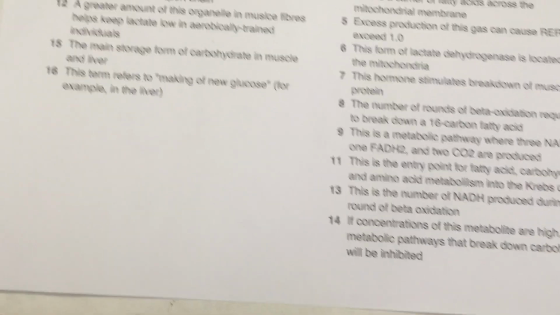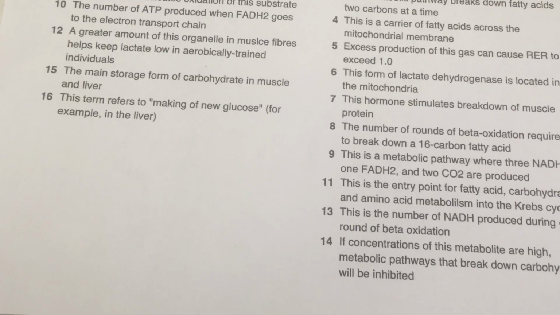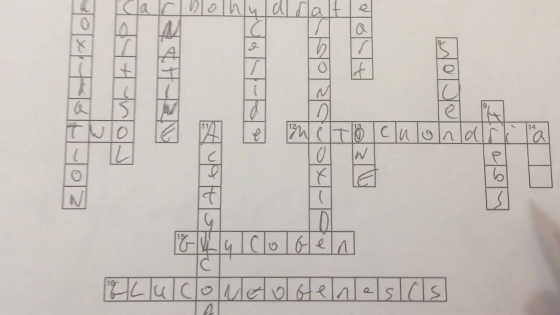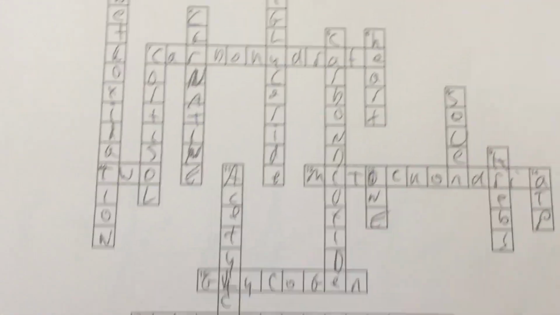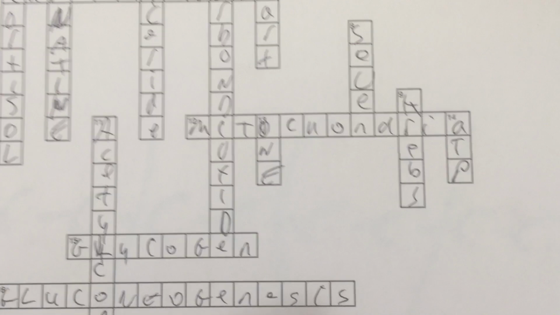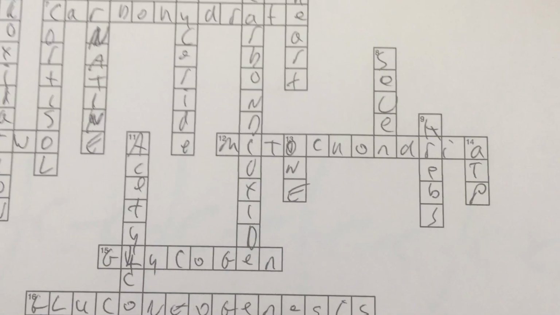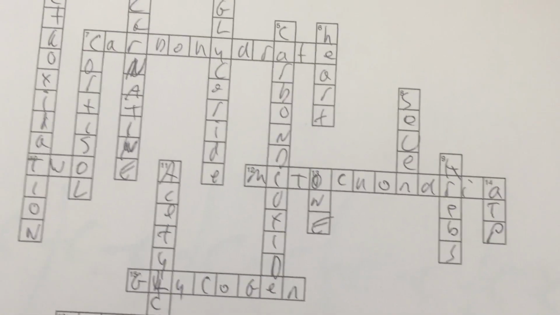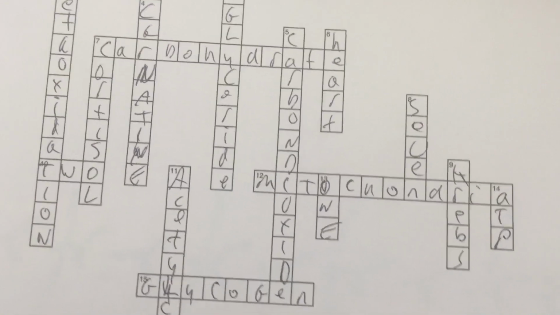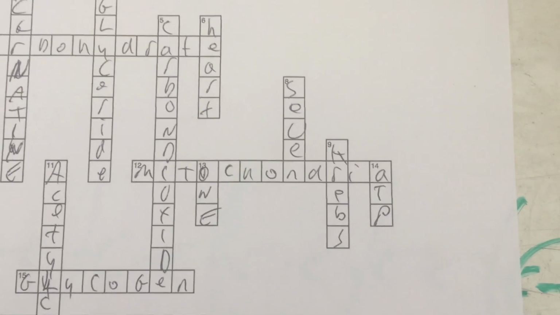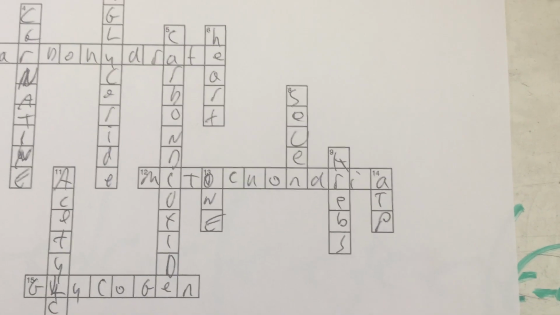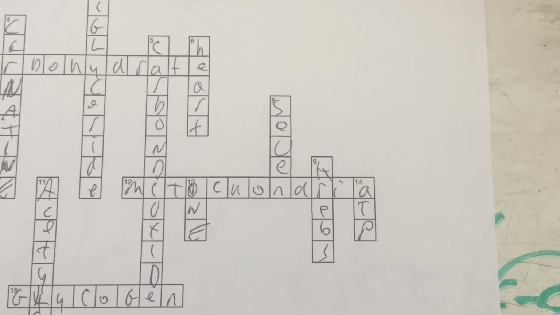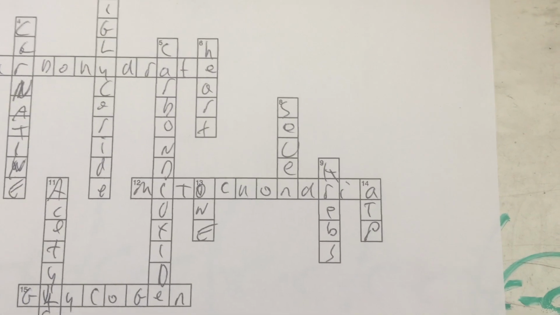14, if concentrations of this metabolite are high, metabolic pathways that break down carbohydrate will be inhibited. So the correct answer here, and this is a little bit tricky, is ATP. If your ATP levels are high, it means that you are not exercising, you're probably resting, and your muscle doesn't want to go through those metabolic pathways breaking down carbohydrates or fats or proteins because you don't need ATP in that situation. So if ATP is high, it actually inhibits those metabolic pathways that break down carbohydrates and fats for energy.